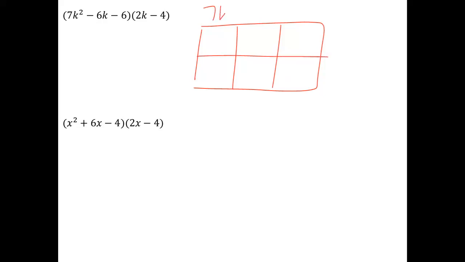So I'll do the box for the first one. So 7k squared along the top, negative 6k, negative 6, 2k, and negative 4. And then quickly filling in.